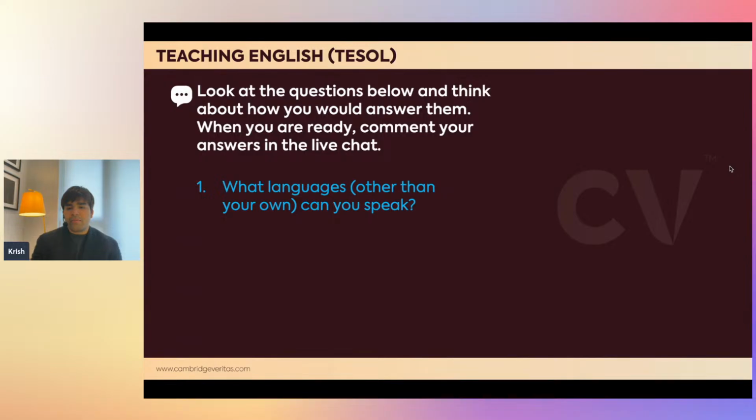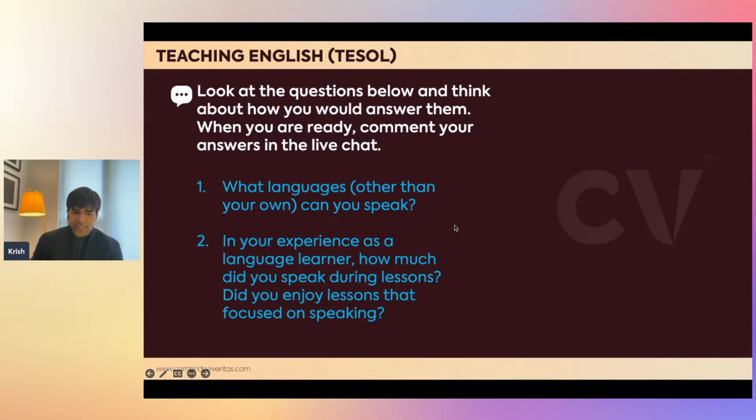Bingo. My second question to you is, in your experience as a language learner, if you're a student or if you're a teacher, it doesn't matter. In your experience, you've been learning the language. How much did you speak during lessons? I'm talking about English. So, how much did you speak when you were learning English? How much did you speak during the lesson? And did you enjoy the lesson that was focusing only on speaking skills? What is your opinion?